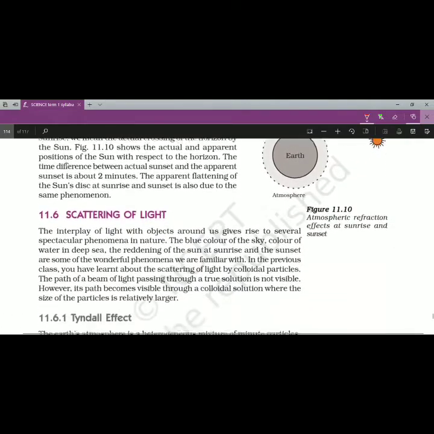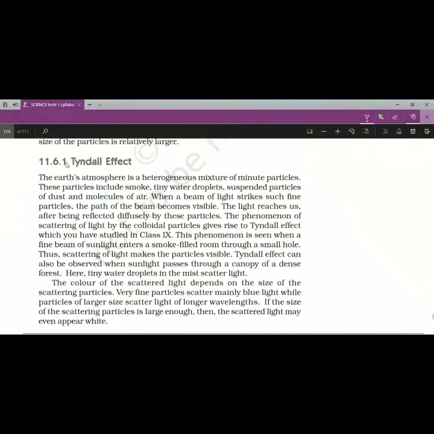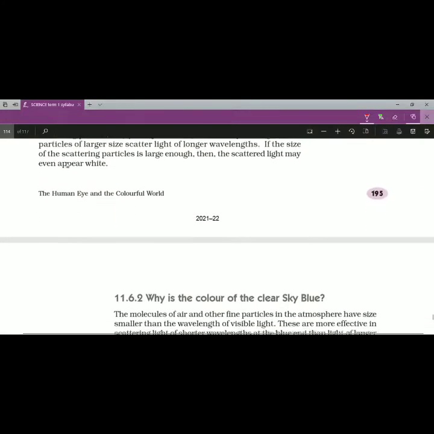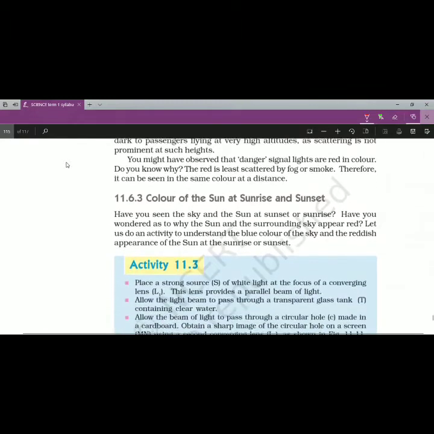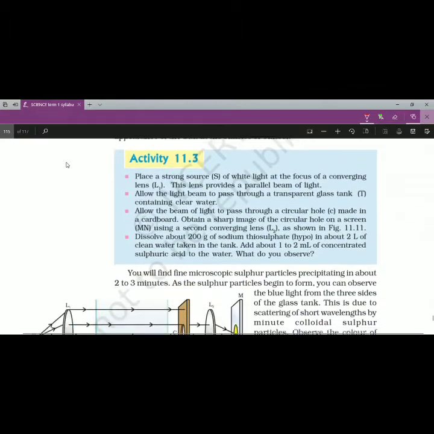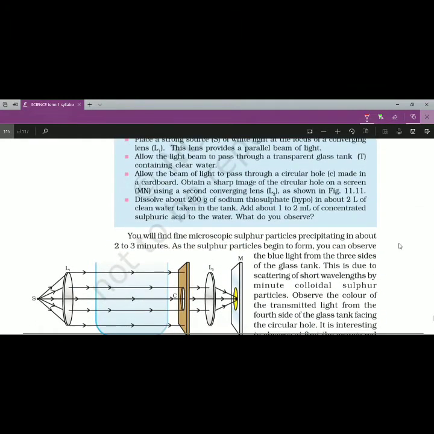I have marked you. Scattering of light. Then this effect. Why is the color of clear sky blue? Color of the sun at sunrise and sunset. All you have to do.